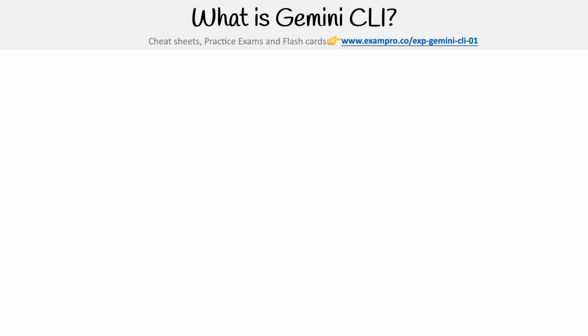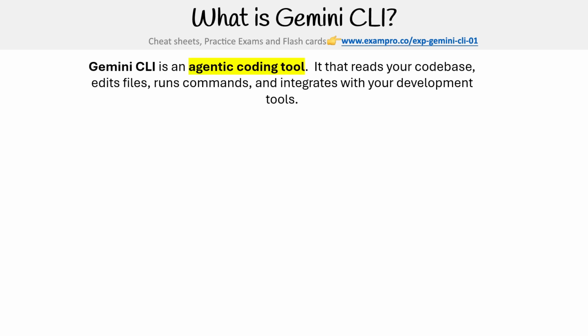Hey, this is Andrew. We are taking a look at Gemini CLI. So it is an agentic coding tool, or you could say a coding harness, and it reads your code base, edits files, runs commands, integrates with your development tools. You can find it over at GeminiCLI.com. This is the main thing we're using for this course.